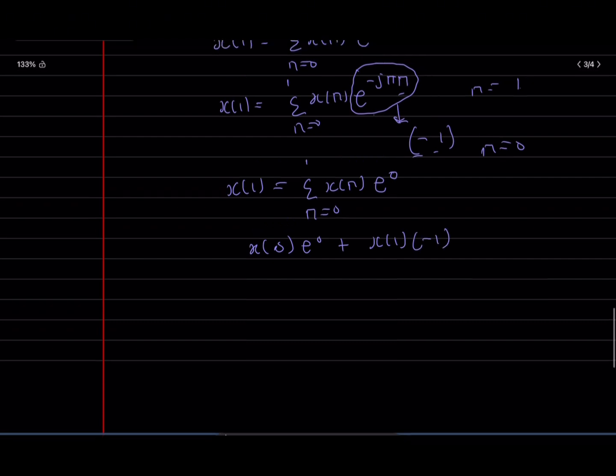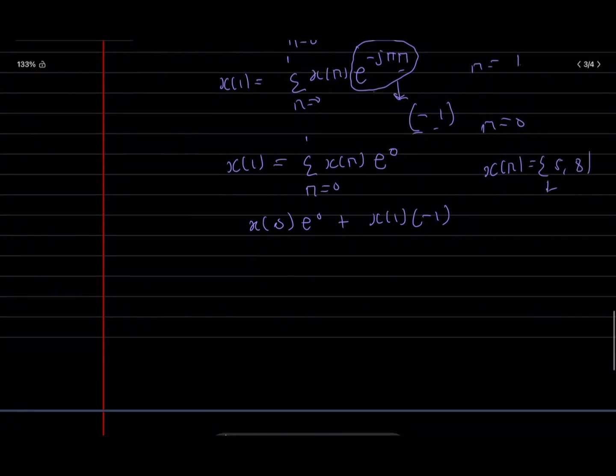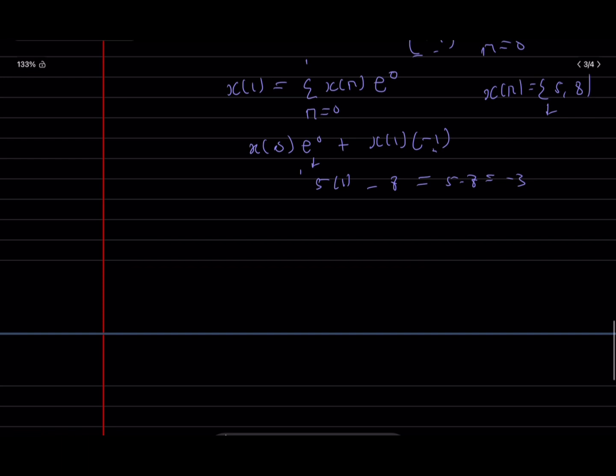So when the value gives us negative 1, we are going to get x of 1 multiplied by negative 1. So looking at the expression, the sequence which was given as 5 and then 8, we have x of 0 to be 5, multiplied by 1, because this expression is 1, and then here is negative 1, so minus, right? And then x of 1 is 8. So at the end of the day, we are going to get 5 minus 8, and we are going to get negative 3. So now our new sequence is going to be X of k equal to 13 and then minus 3. So this is our new sequence.